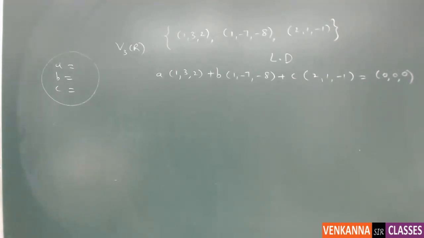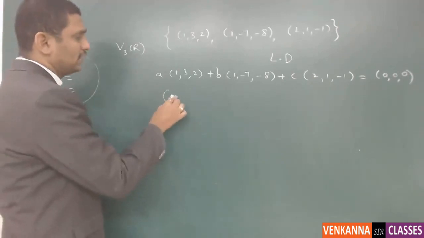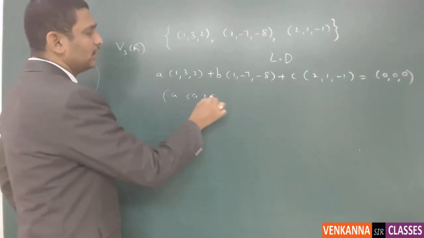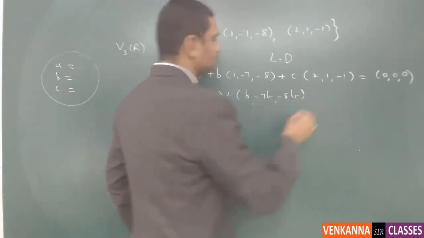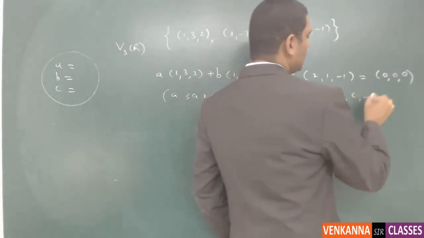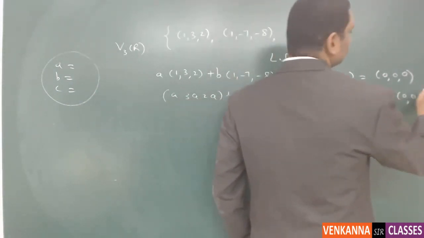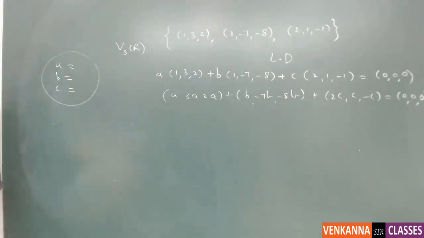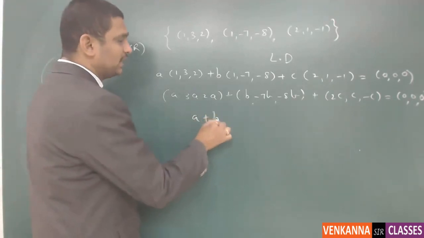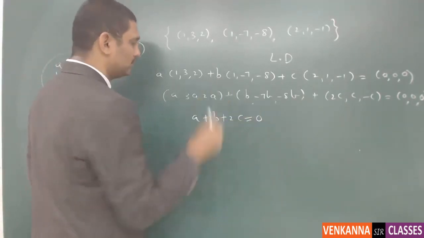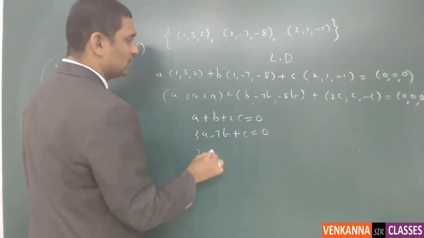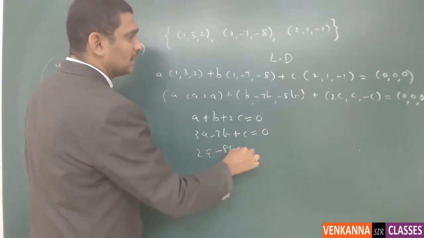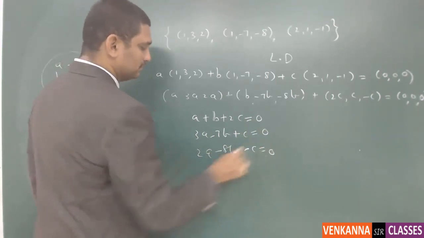Now let us write the corresponding equations here. If you have written A, 3A, 2A, B, minus 7B, minus 8B, 2C, C, minus C is equal to 0, 0, 0. So if you add them, the respective values, the result is nothing but A plus B plus 2C equal to 0, 3A minus 7B plus C equal to 0, 2A minus 8B minus C equal to 0.